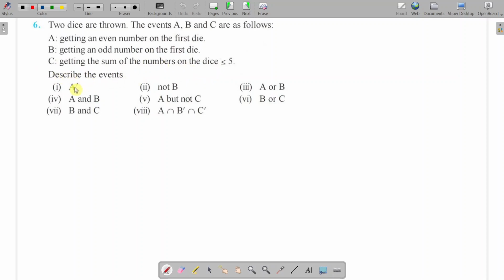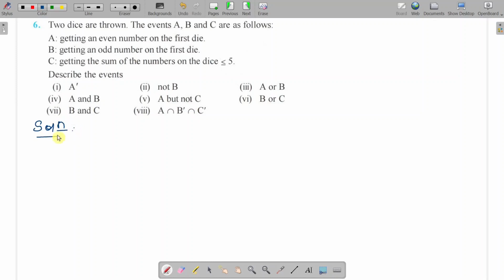Describe the events. First is A complement, second not B, third A or B, fourth A and B, fifth A but not C, sixth B or C, seventh B and C, eighth A intersection B complement intersection C complement. Okay, so let us solve this.